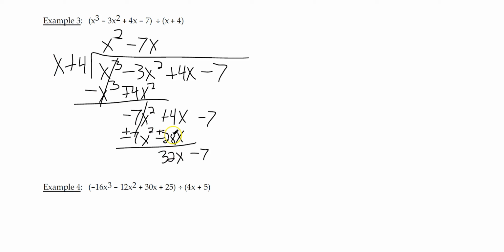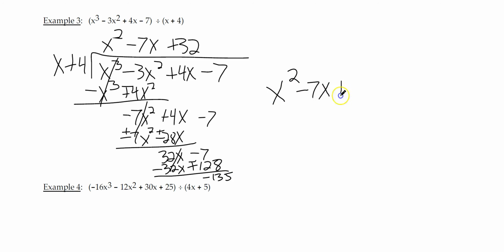X times what is 32x? Plus 32. And we distribute. 32x plus, let's see, 128. Draw the line, change signs, cancellation. That's negative 135. That's our remainder. So our answer is x squared minus 7x plus 32 plus a negative or minus, it doesn't matter, as long as there's one negative. The divisor is x plus 4.